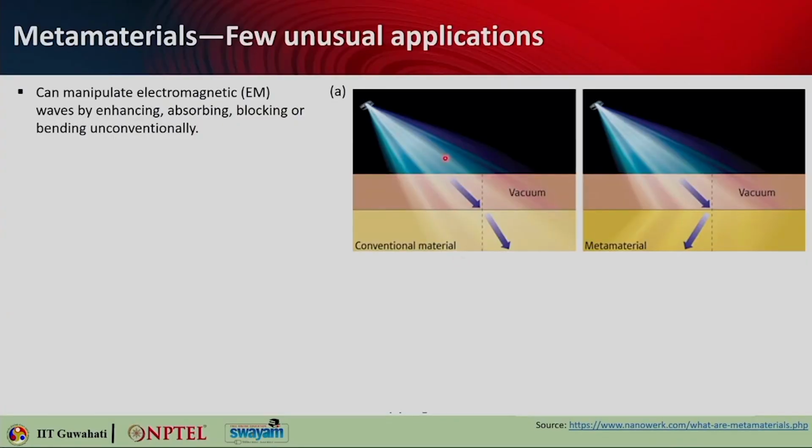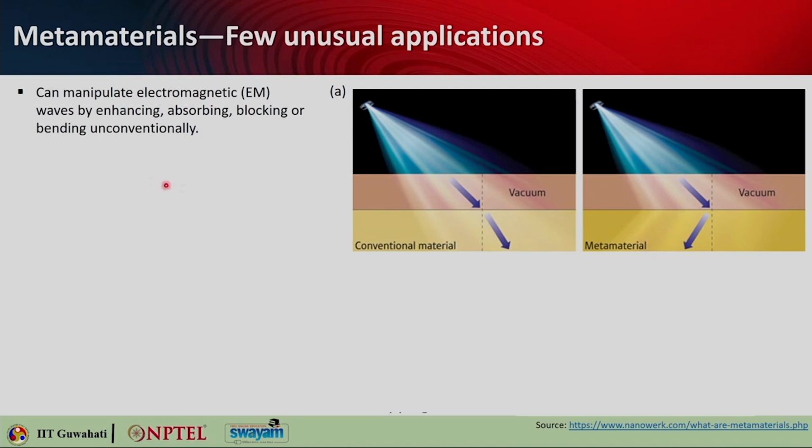First of all, if you see any natural material, when light is falling from, say, vacuum or air into any conventional material, this is the path of light. Depending on the refractive index, this is slightly bent towards the normal or slightly away from the normal, but more or less the path remains the same. But in metamaterials, what happens? Assume that the light is coming from vacuum, but from the normal, instead of going to this side, it will bend on the opposite side, and this is the feature of negative refractive index metamaterial.